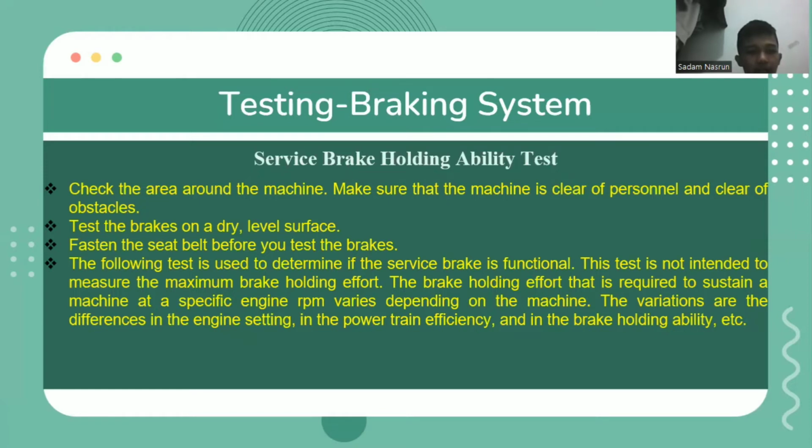And number 4, the following test is used to determine if the service brake is functional. This test is not intended to measure the maximum brake holding effort. The brake holding effort that is required to sustain a machine at a specific engine RPM varies depending on the machine. The variations are the difference in the engine setting, in the powertrain efficiency, and in the brake holding ability. Next.